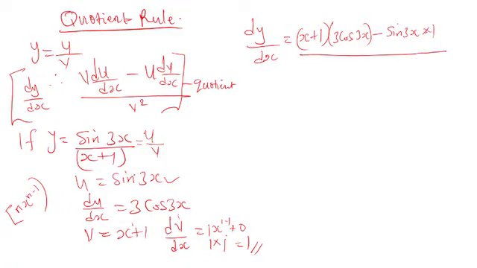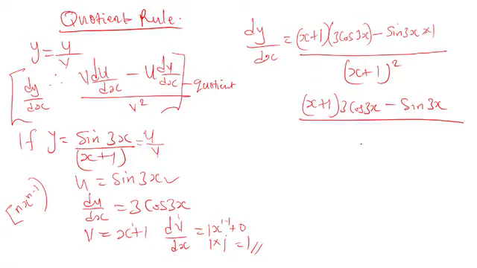Our v squared is what? v is x plus 1 all squared. So we now have x plus 1 all squared. This is the formula, v squared. Now let's continue. Let's expand this. So we now have this times this, which is (x plus 1)(3 cos 3x) minus sine 3x, all over (x plus 1) all squared. I don't think there's any other way to break it down, so we are supposed to stop here.